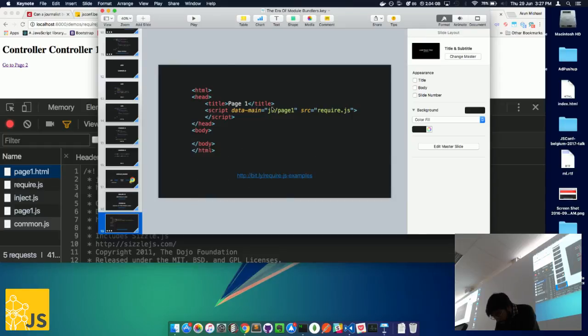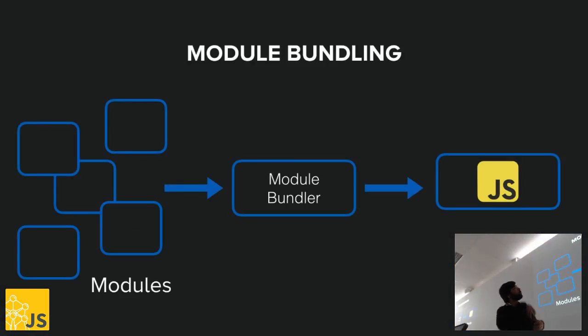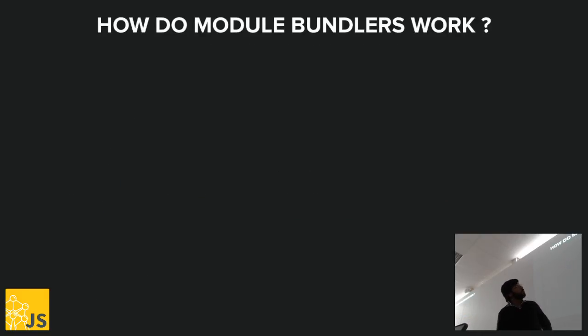On the other hand, module bundling works during your build time. What happens is you have a module bundler, and you give it a bunch of modules, be it anything. It can be JavaScript, PNG, Sass, CSS, whatever. It will bundle all of it together into a single JavaScript bundle, which you can serve to the client. Again, this works during build time, not runtime. So how do module bundlers work?